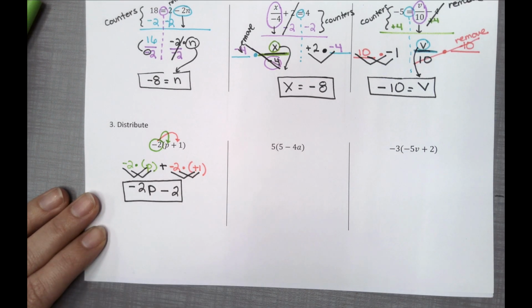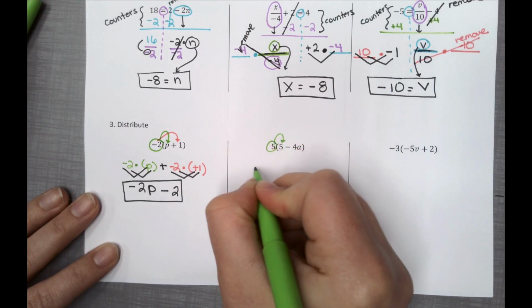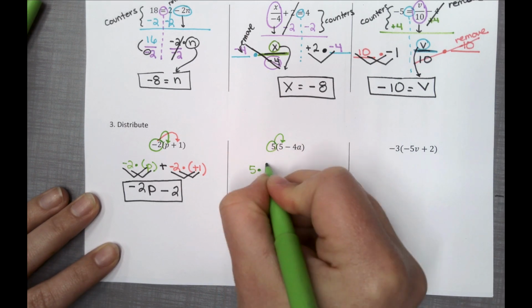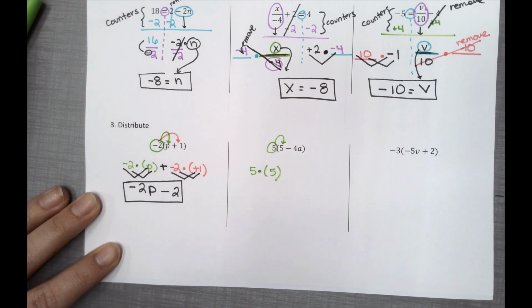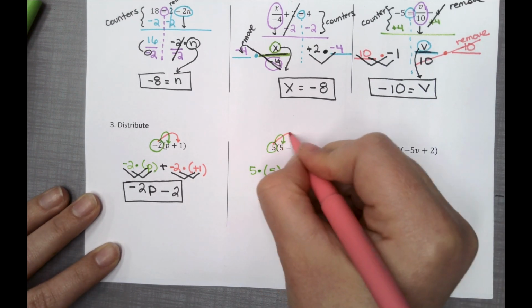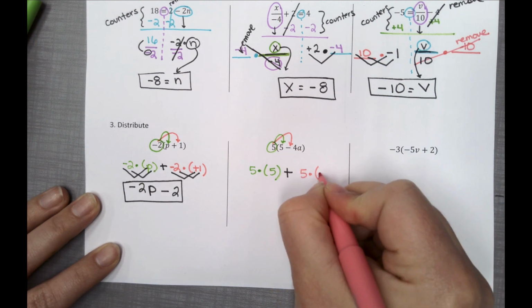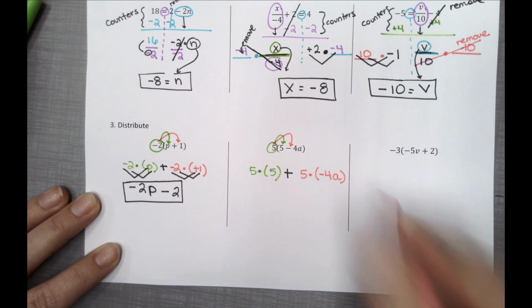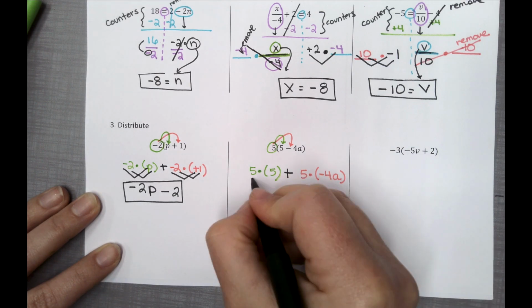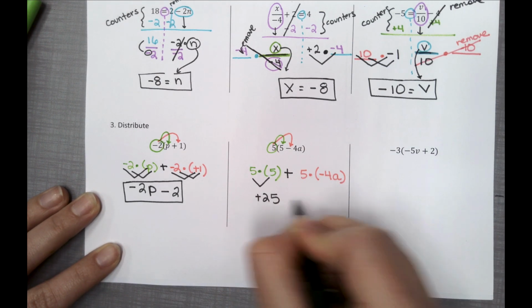Let's try again. Here we have 5. Let's take this 5, put it on my inside 5. So 5 times open 5, close it. And 5 times negative 4a. So 5 times open negative 4a, close it. We are again multiplying. 5 times 5, positive, positive, gives me a positive 25.